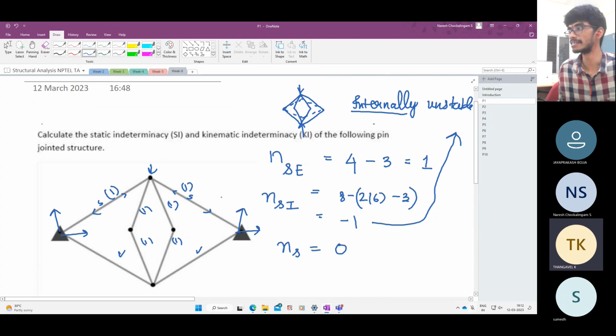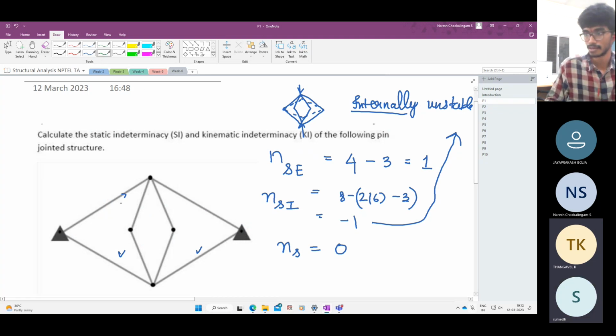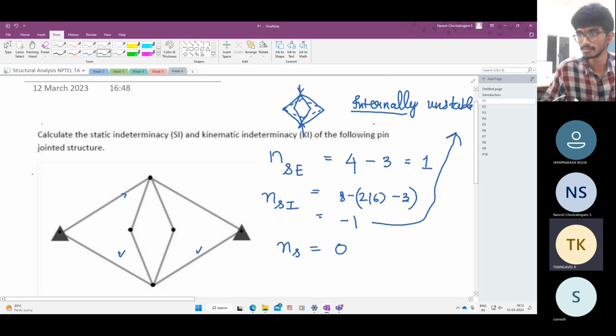Now let us come to kinematic indeterminacy. That is much simpler. Let me erase all this and let me draw the kinematic degrees of freedom. Now can I draw a rotation here? No. What is the reason? Because in a truss, all the joints are hinge connected. They are free to rotate. A hinge acts like a point, so even if it rotates or doesn't rotate, it remains the same.